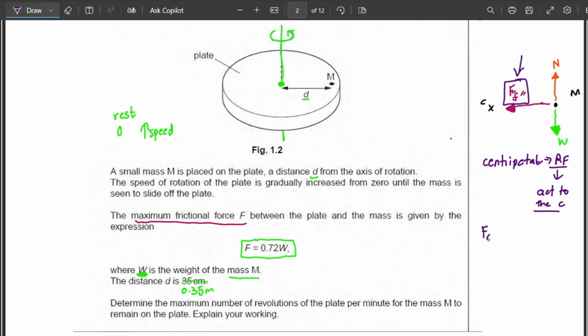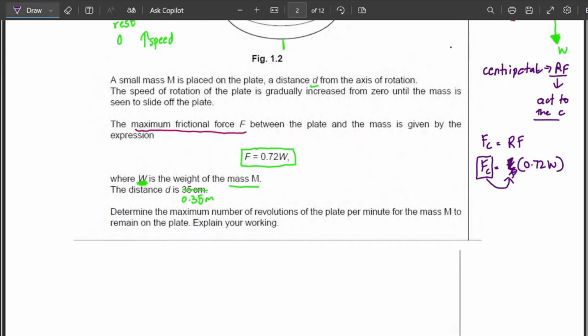So the centripetal force is equal to the resultant force acting towards the center. In this case, we only have one force that is acting towards the center, that is the frictional force. And so the centripetal force is going to be equal to this thing right over here. And we know what this thing is. This thing is basically 0.72 W.